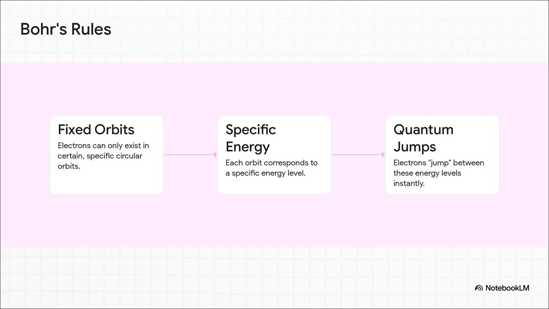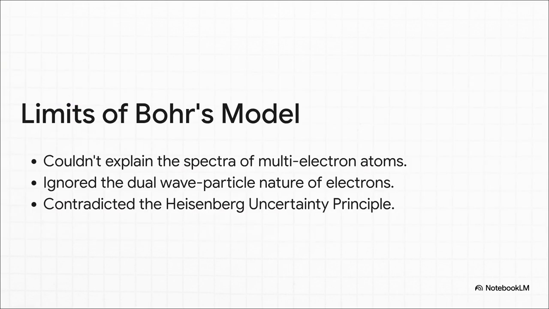And to move from one level to another, they don't spiral. They just jump instantly. He called it a quantum leap. It was a totally wild idea that broke all the rules, but hey, it worked. It explained why atoms are stable. But of course, the story doesn't end there.